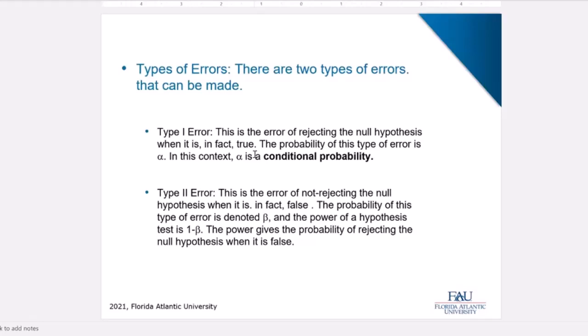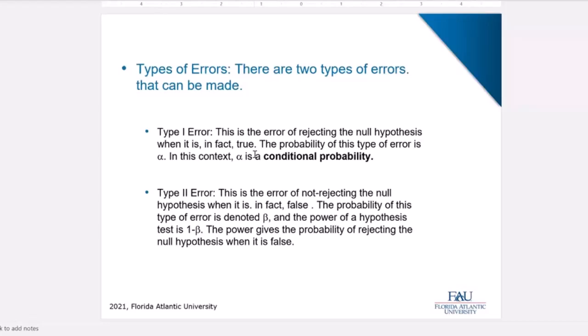Now we have two different types of errors. We have type 1 error. This is the error of rejecting the null hypothesis when it's true. We go through all of our calculations and we reject the null hypothesis, which means that we say there is enough evidence to prove the alternate hypothesis. However, we could make a mistake, or there can be a mistake. The probability of this type of error is alpha. In this context, alpha is a conditional probability.